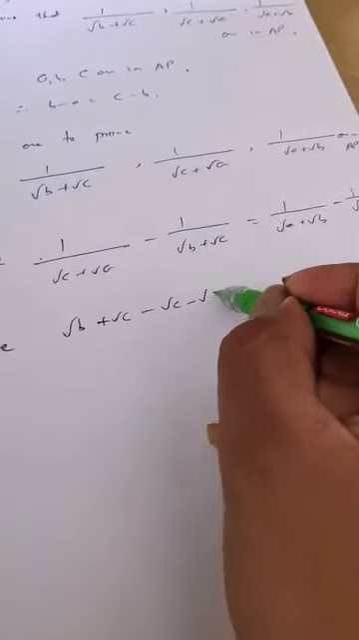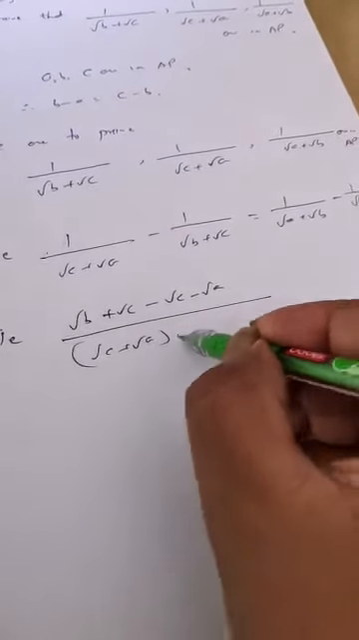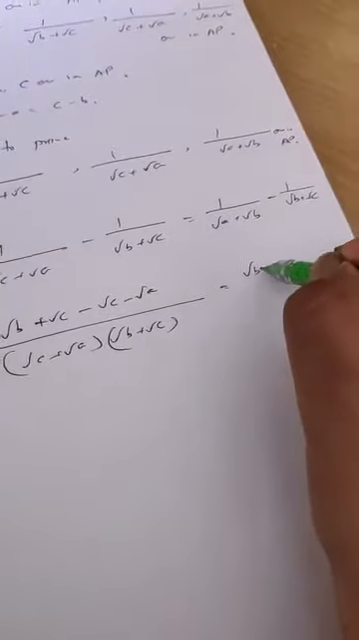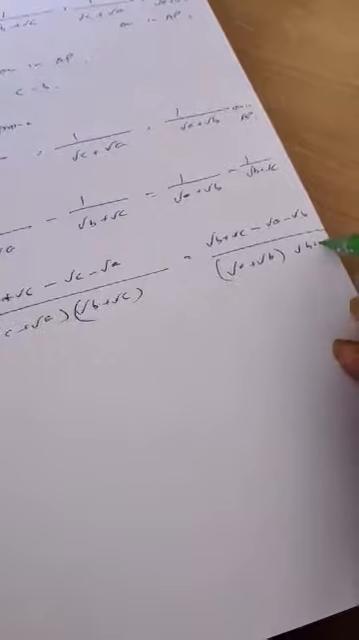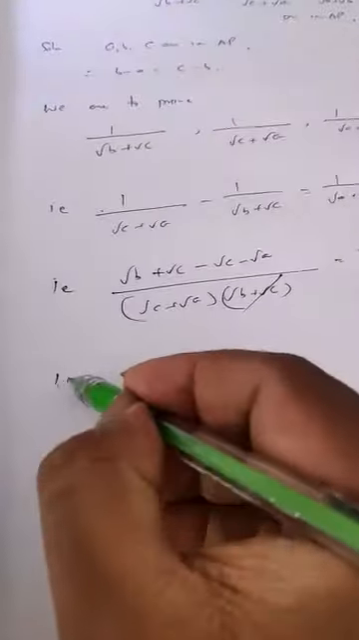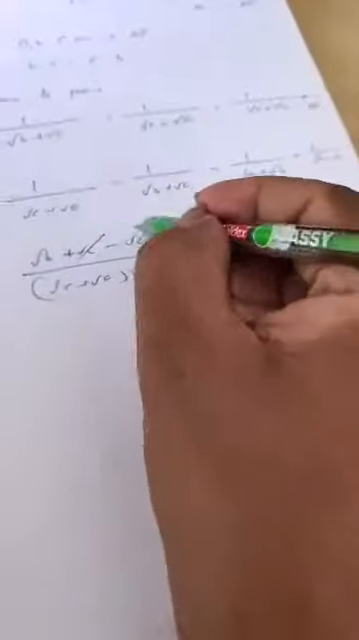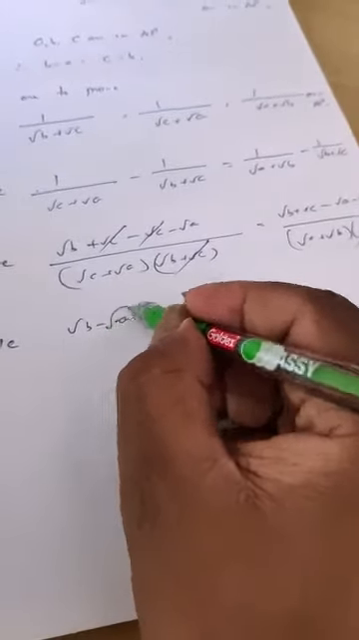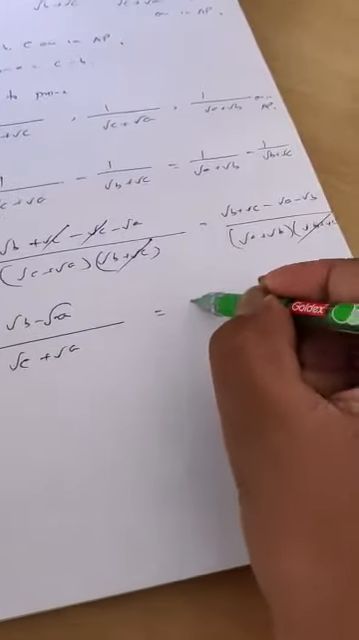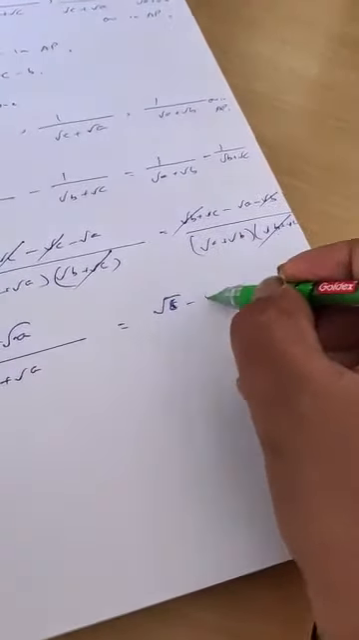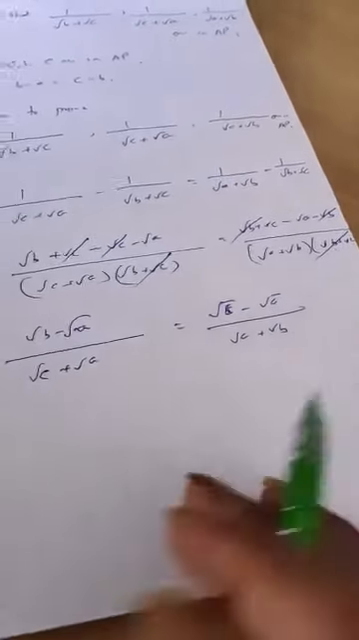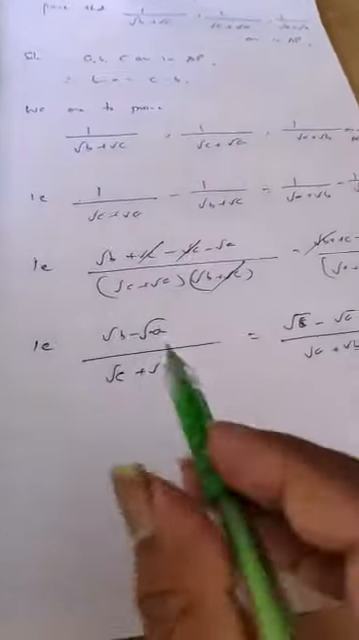Root b plus root c minus root a minus root c, over (root c plus root a)(root b plus root c). Root b plus root c, root a minus root b, over (root a plus root b)(root b plus root c). Root b plus root c cancel. Root c cancel: (root b minus root a) by (root c plus root a) equals, root b cancel, (root c minus root a) by (root a plus root b). Cross multiply. Now cross multiply from here.